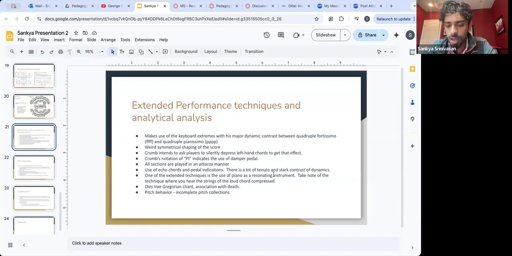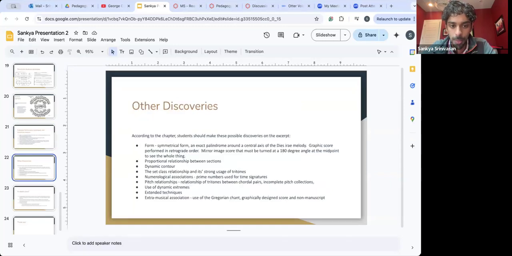There's a lot of tenuto and stark contrast of dynamics. One of the extended techniques is the use of piano as a resonating instrument, and students should take note of the technique where you can hear the strings of the loud chord compressed. There is use of the Dies Irae Gregorian chant, association with death. And for pitch behavior, there are incomplete pitch collections.